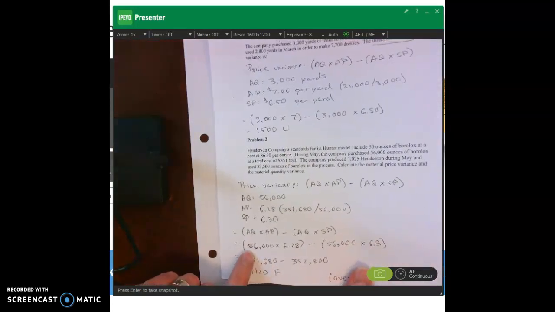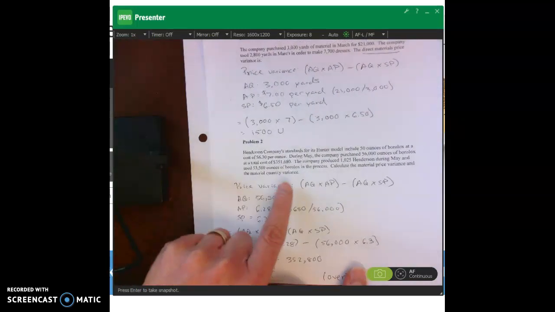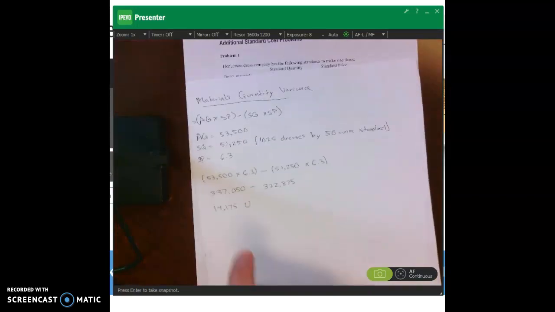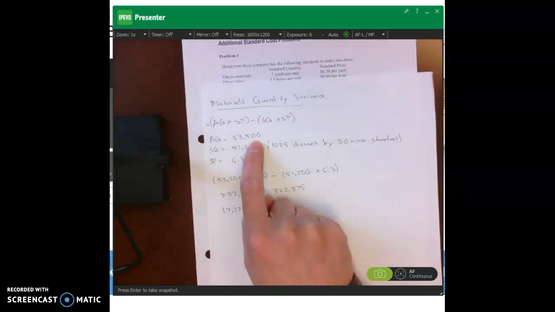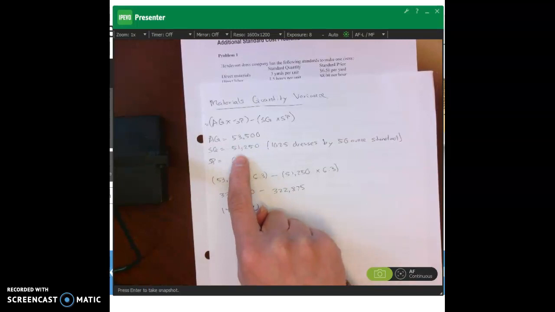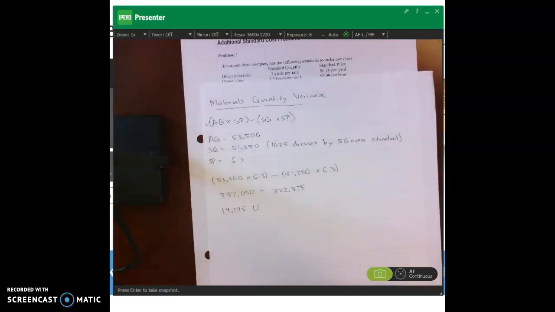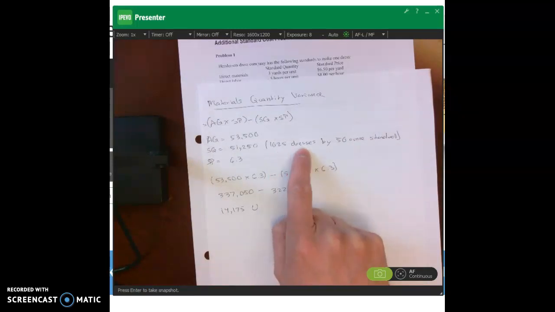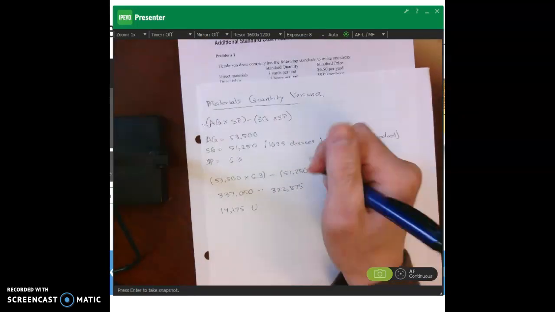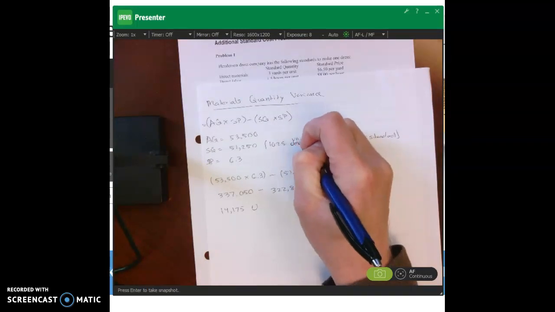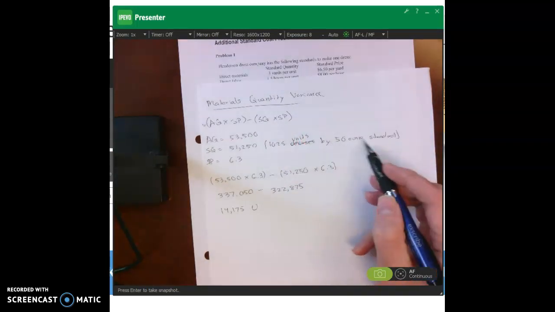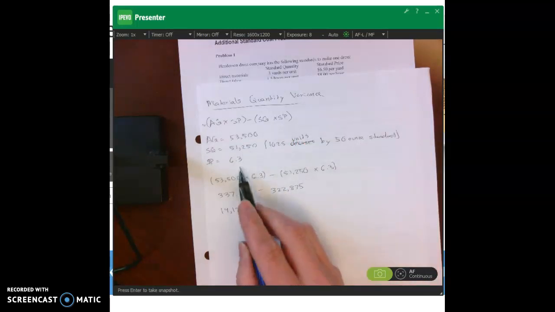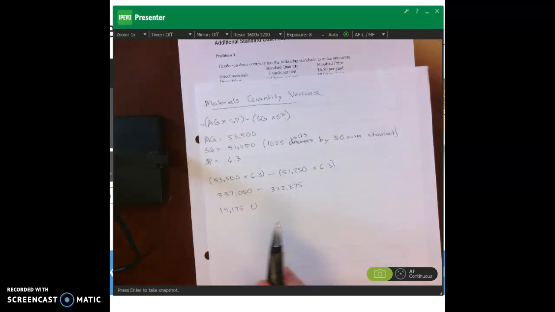56,000 is how much we actually purchased. That's important. We purchased this and they used that. How much did they actually use? 53,500. Now our standard quantity we actually have to calculate. How can we do that? We can take our 1,025 units, times our 50 ounce per standard. That gives us 51,250. Our standard price is given to us at $6.30.